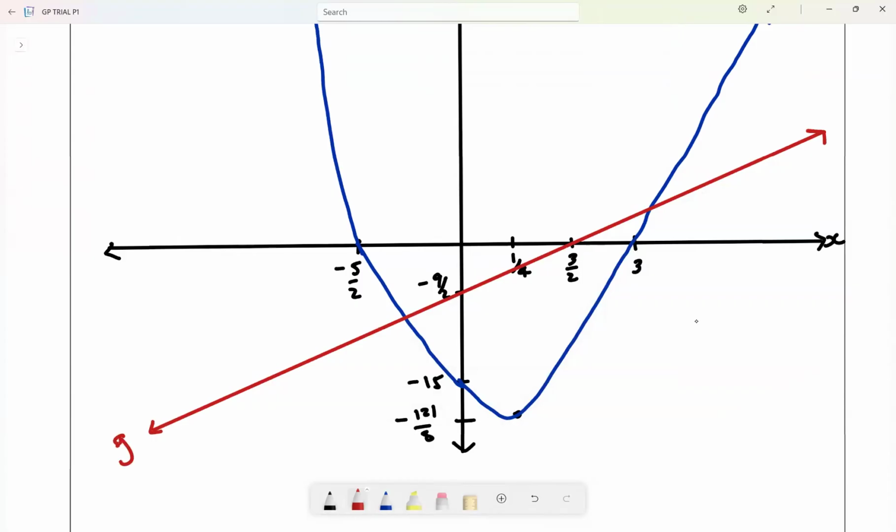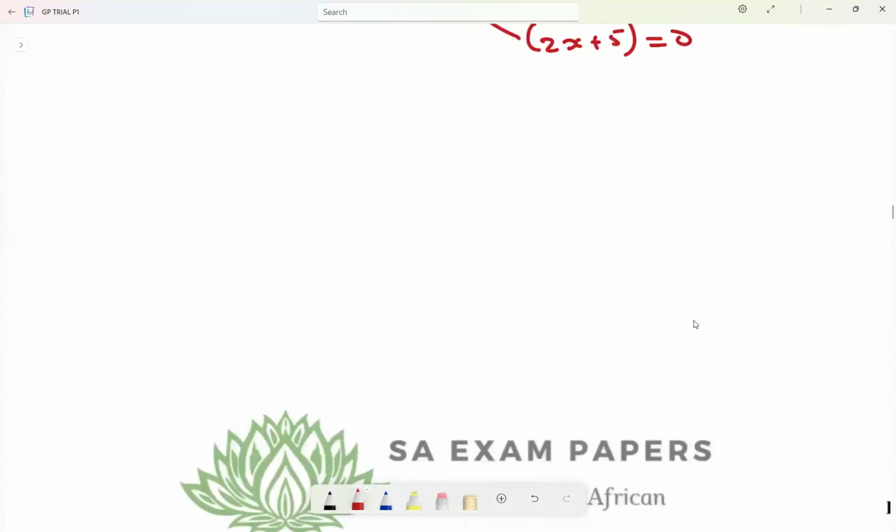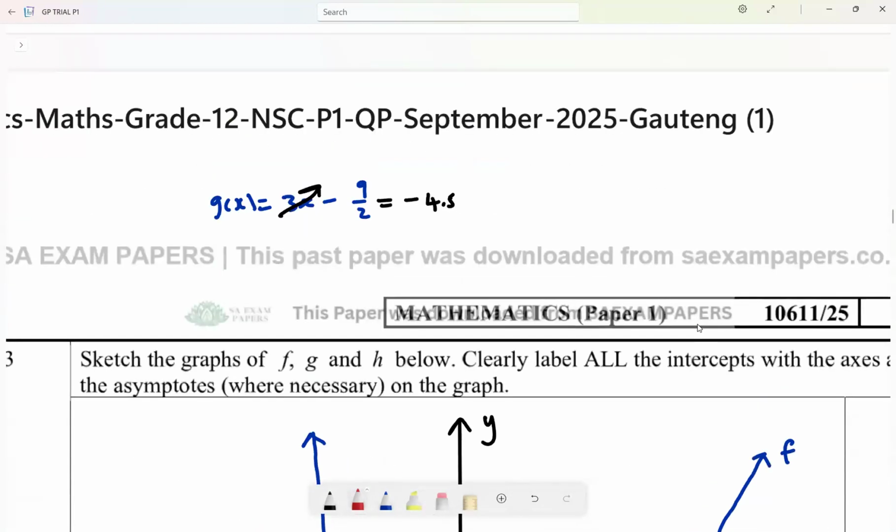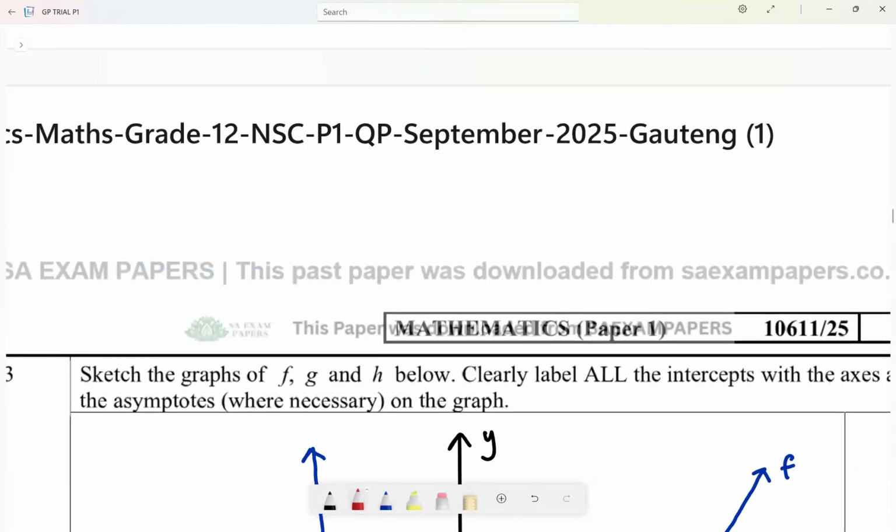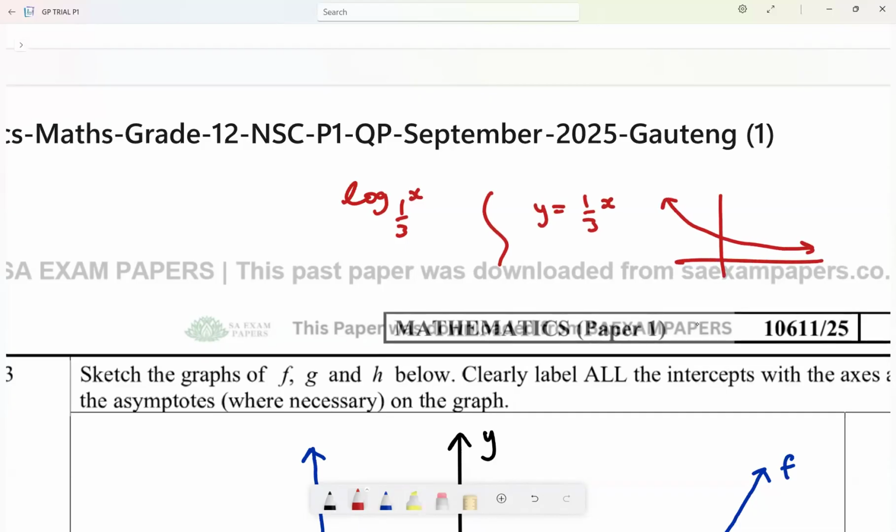And then the last one, the graph of log 1 over 3x. Guys, if you're not sure how this graph looks, look at the graph of y equal to 1 over 3x. It looks like this. It is a decreasing function, and it has a coordinate of 1 here. So its inverse, guys, is going to decrease also, but it does not touch the x-axis. It's going to decrease like that.